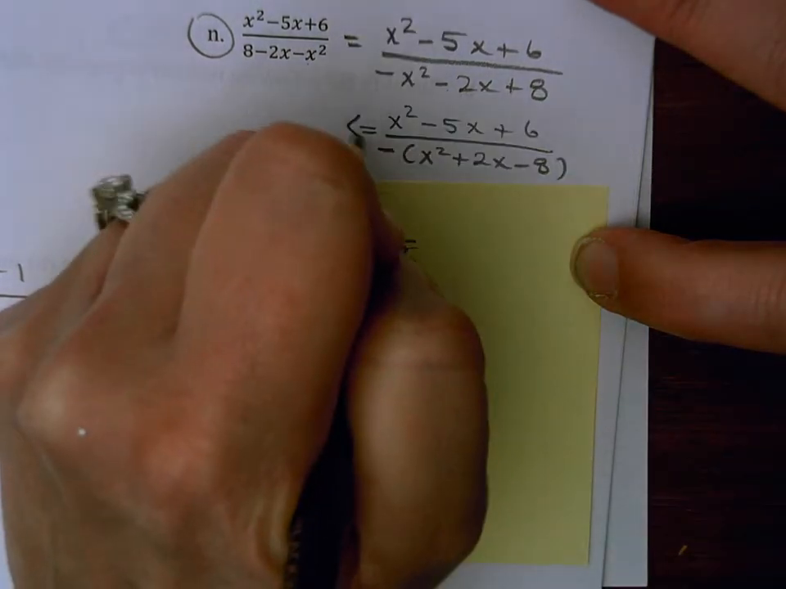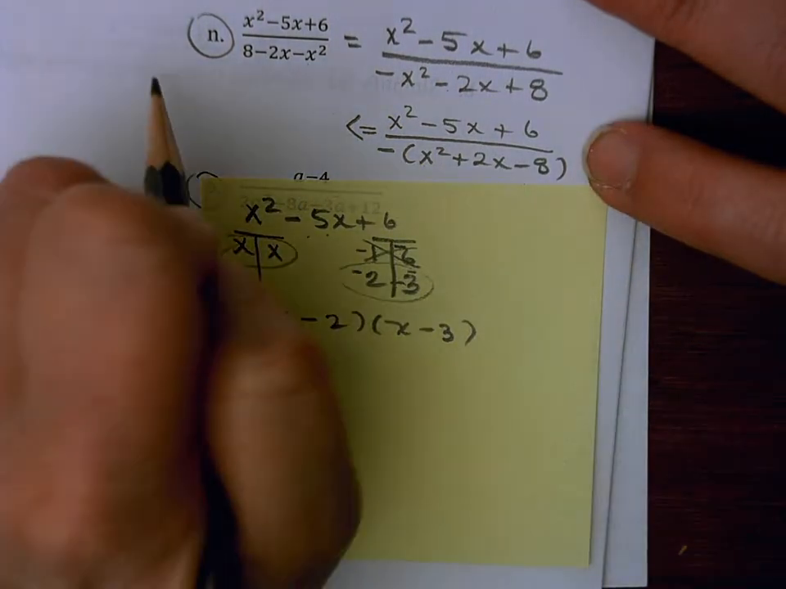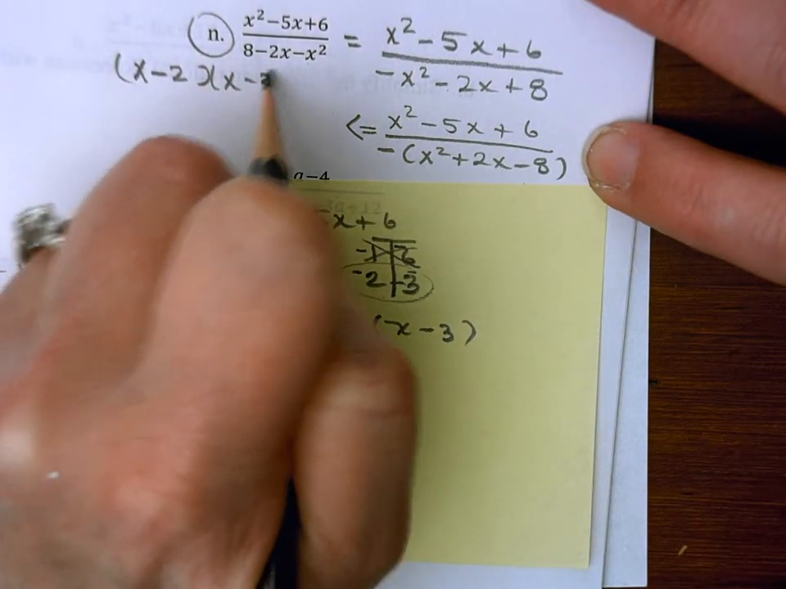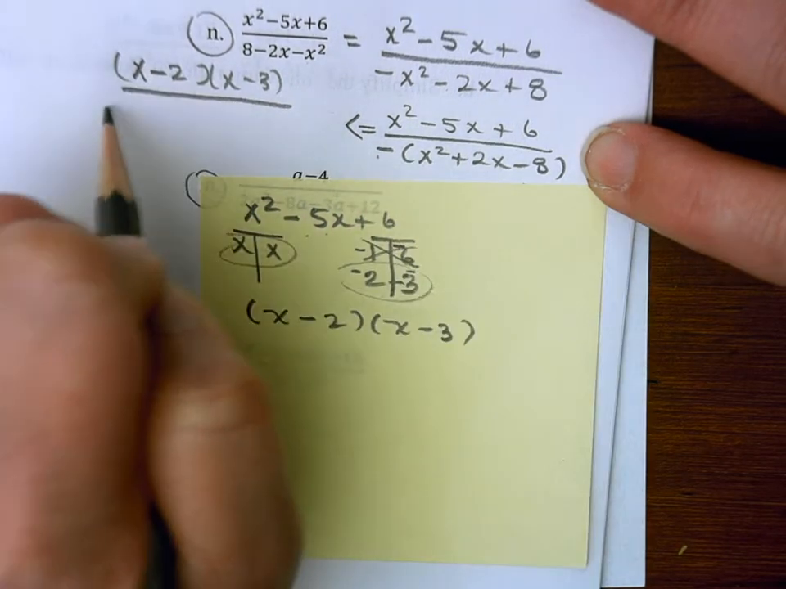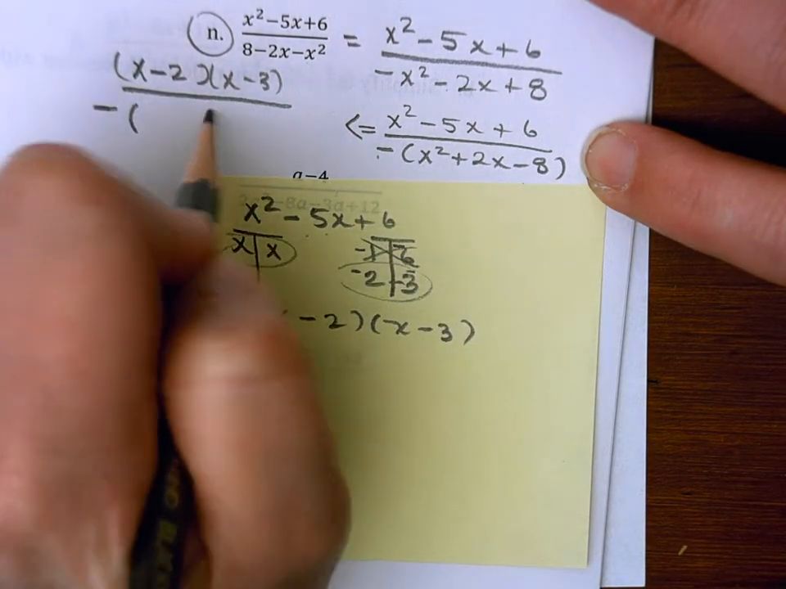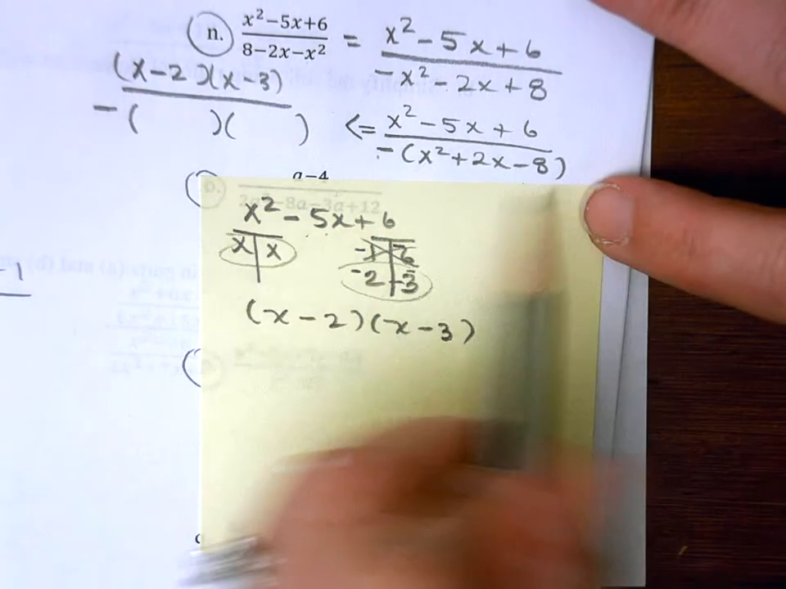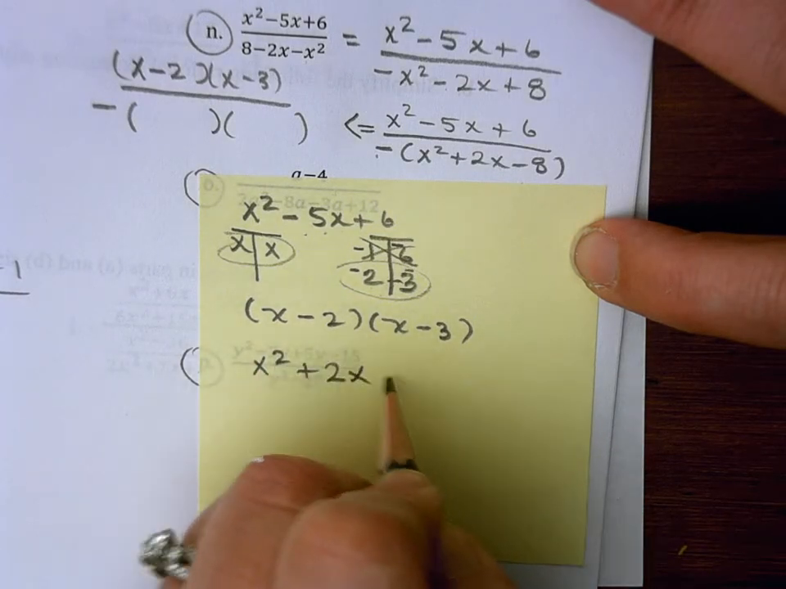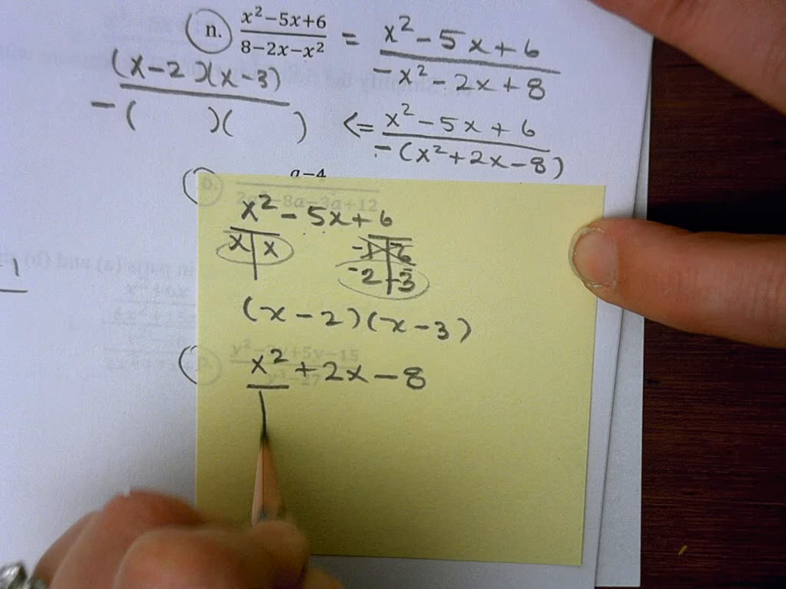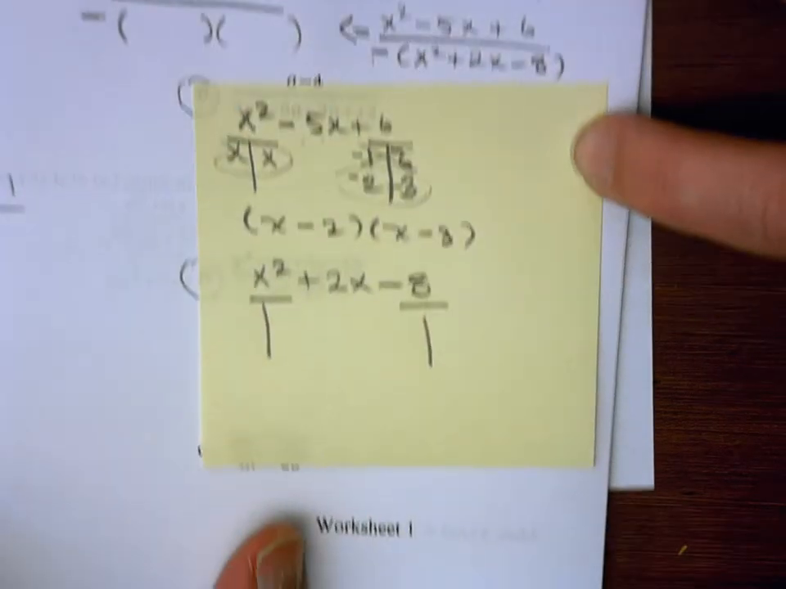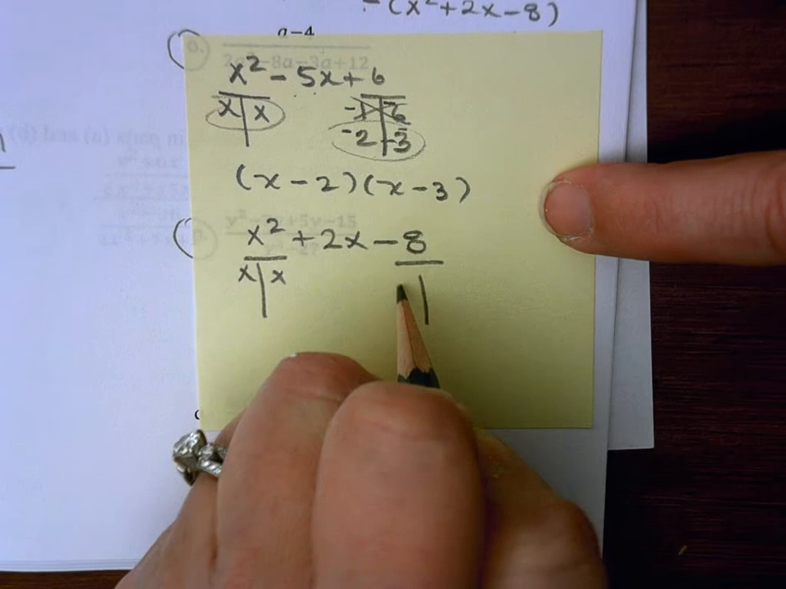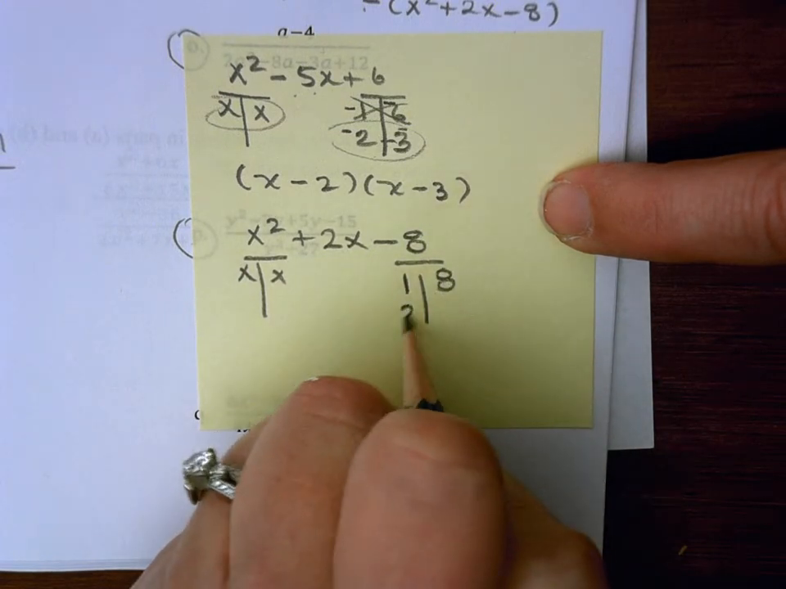And then I'm going to go this way just to save some room. So that would be x negative 2 and x negative 3. I still have a negative. And then I want to go ahead and factor the bottom one there. So I want to list my factors of x squared, which are x and x, and my factors for 8 are 1 and 8, or 2 and 4.